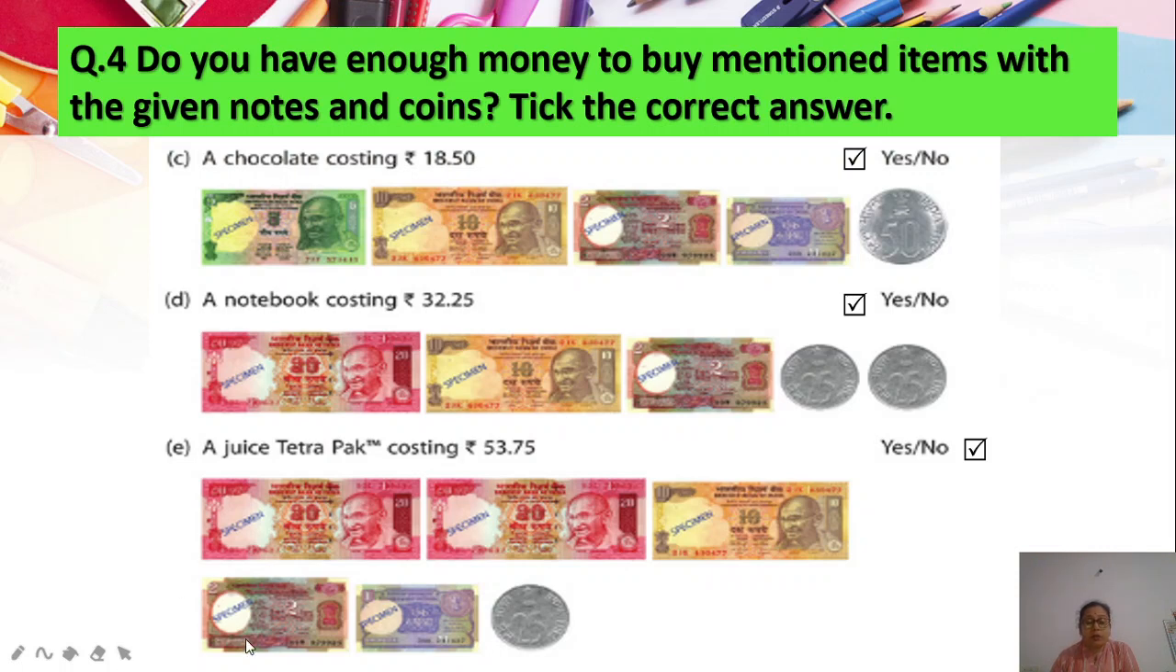Then plus 2, 52 plus 1, 53 rupees and only 25 paise we have. But what is the given cost? It is 75 paise we will require. This means that we can't purchase or we don't have enough money to buy the tetra pack. So we have done tick on the no.